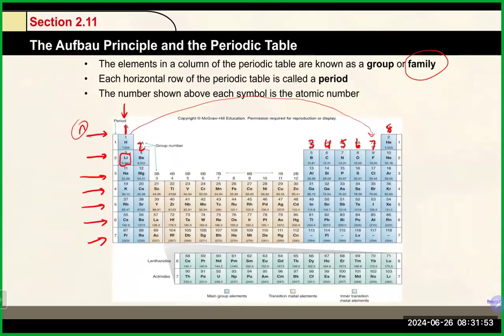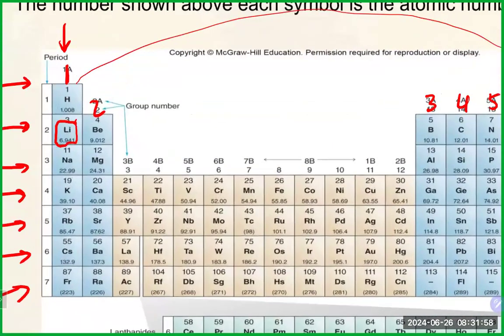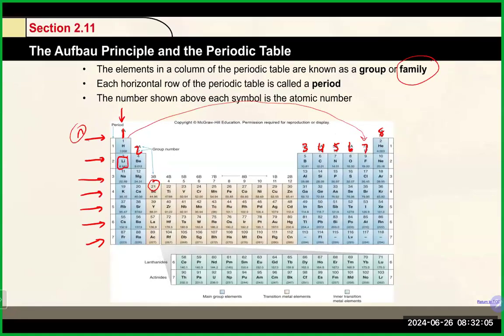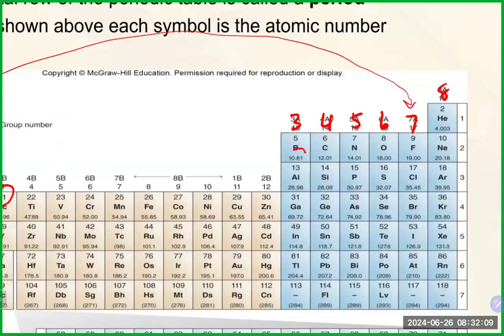We also know that the number that we see above the symbol is the atomic number, which is the number of protons that we talked about in chapter 1. On the bottom is the atomic mass. Again, that is the other number here. That's the atomic mass.